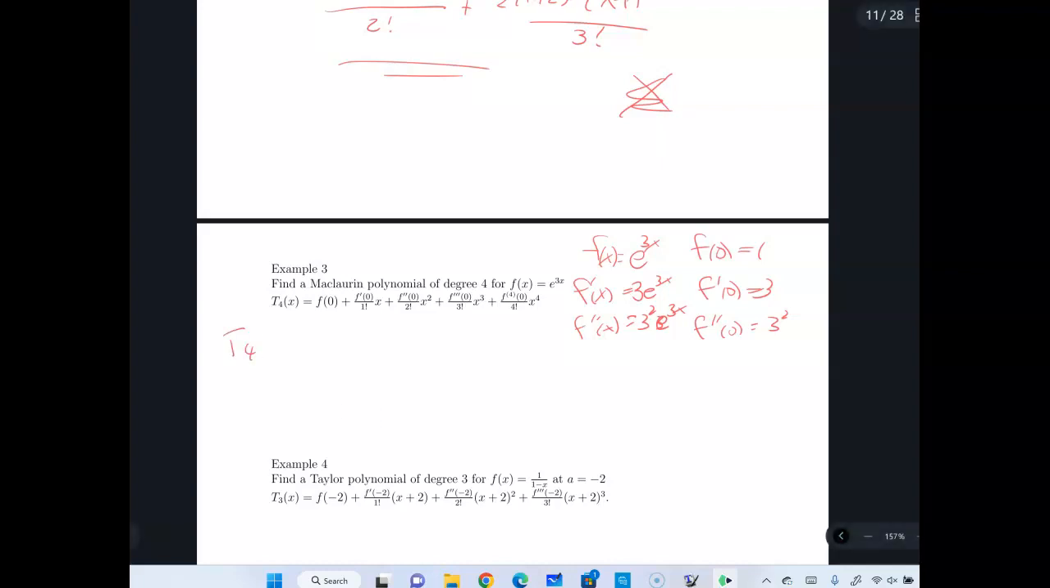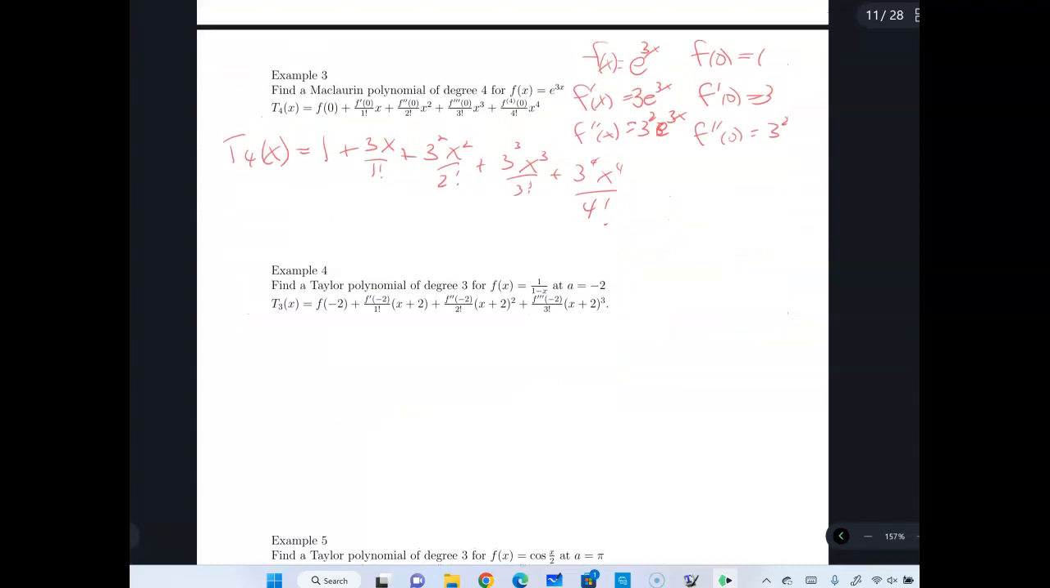So going up to degree 4, I'd have 1 plus 3x over 1 factorial, just put it in there for effect, plus 3 squared x squared over 2 factorial, plus 3 cubed x cubed over 3 factorial, plus 3 to the 4th, x to the 4th over 4 factorial. All right, I'm just going to finish them off.